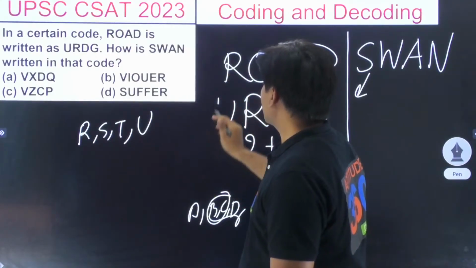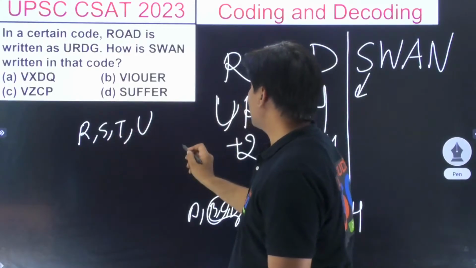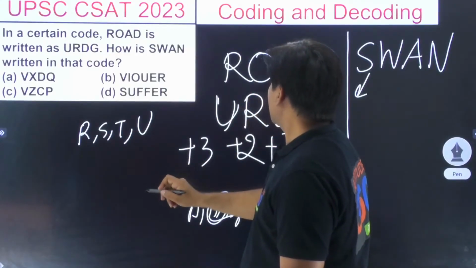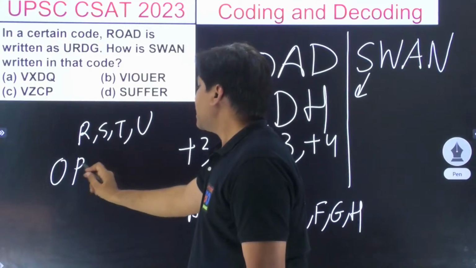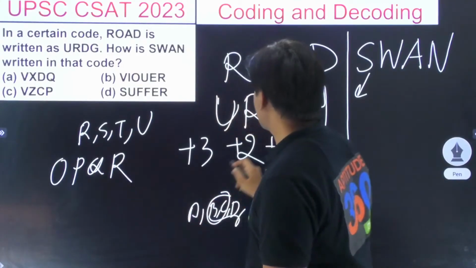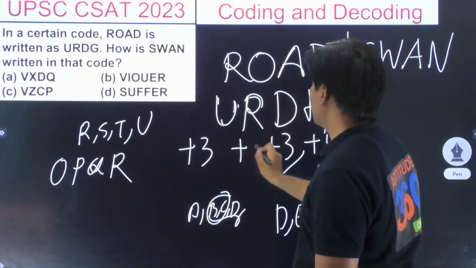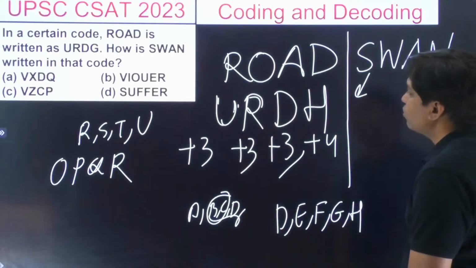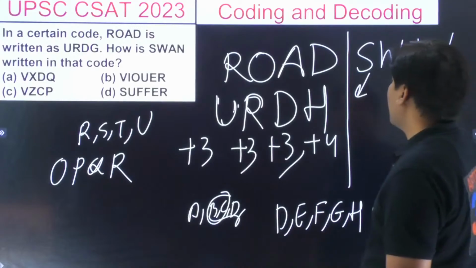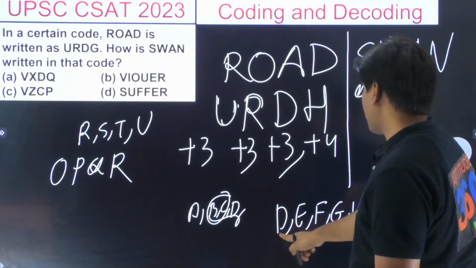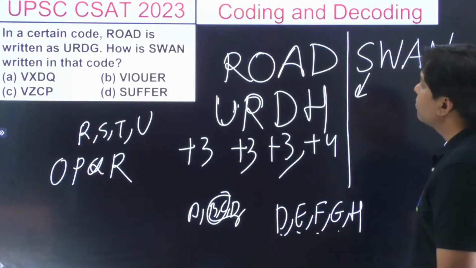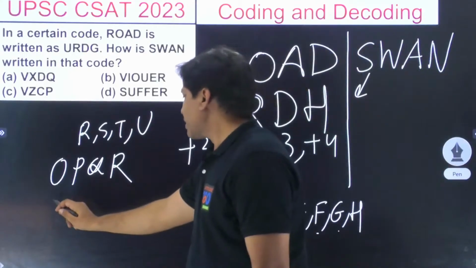This is nothing but, did I make a mistake? R S T U. This is +3. O P Q R. This is also +3. It was my mistake, brother, my mistake. +3. A to D +3 and D to H 1 2 3 4. How can it be D to H?